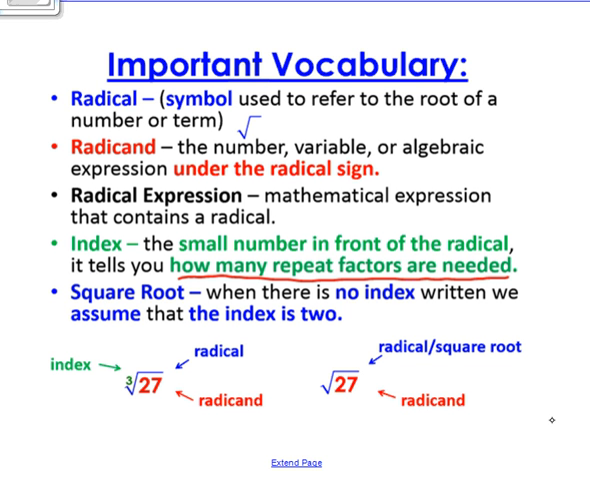The index, this might be a new term to you. The small number in front of the radical tells you how many repeat factors are needed. So right here where you have a 3, it tells you how many repeat factors are needed, and that'll make sense here in a little bit.